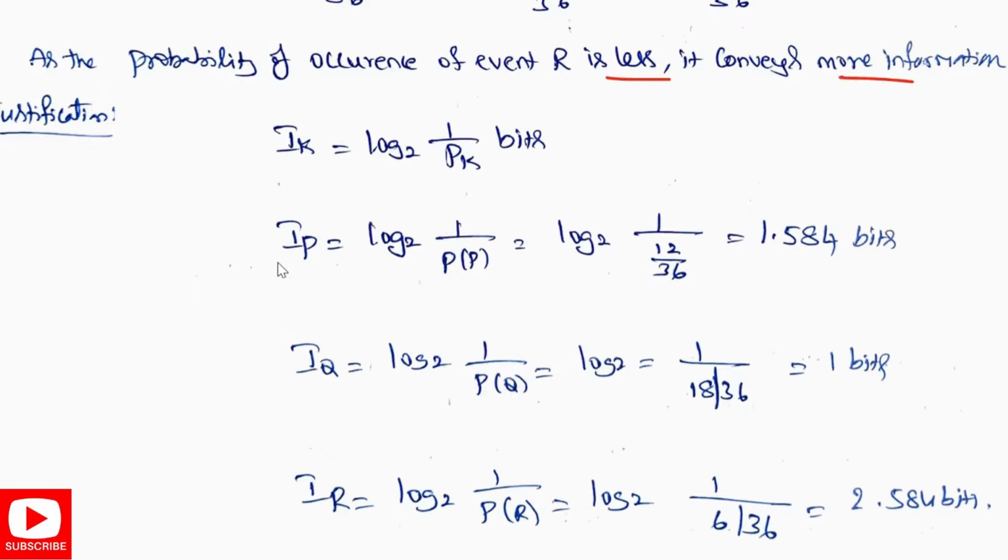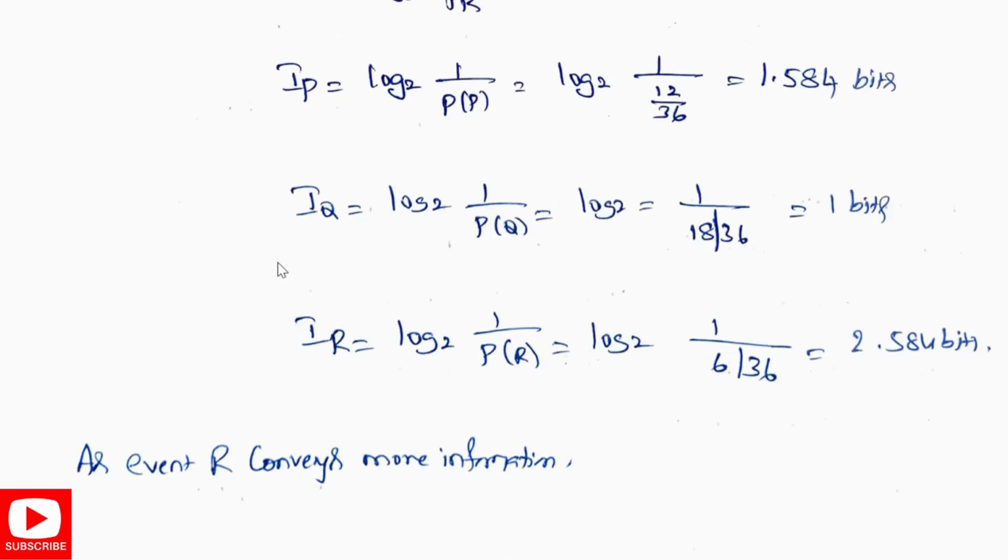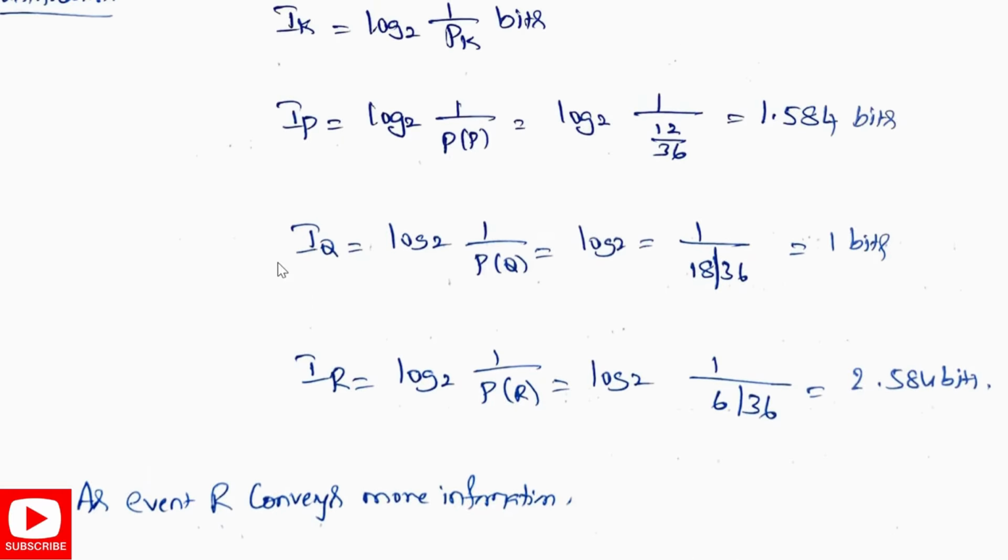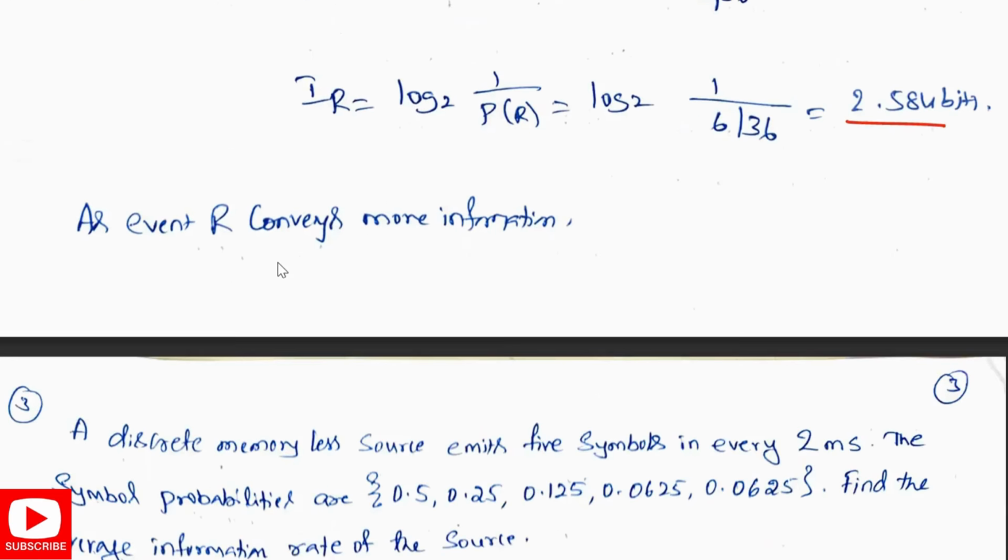We need to find out I(P), I(Q), I(R) similarly. So log of 1 by 12 by 36, 1 by 18 by 36, 1 by 6 by 36. Hence we get 1.5, 1 and 2.6. So out of this, which will convey more? As it has the greater value compared to all, this will convey the more information.